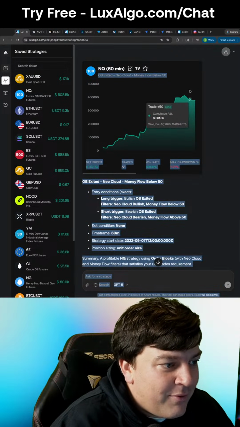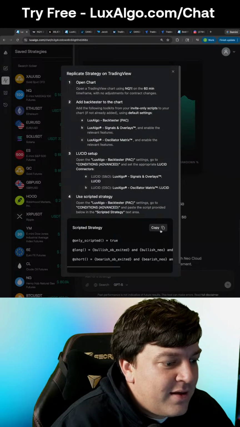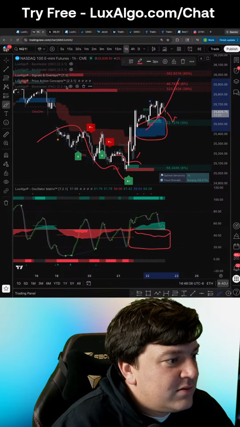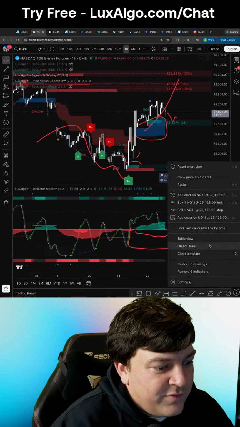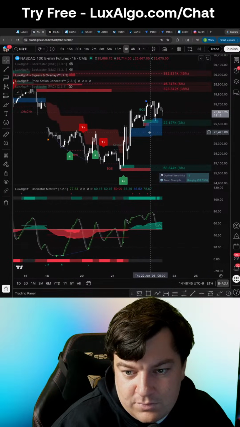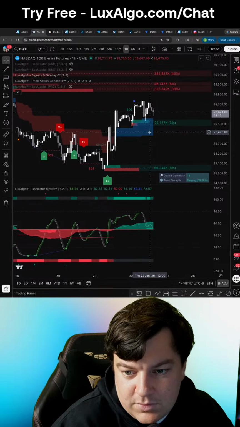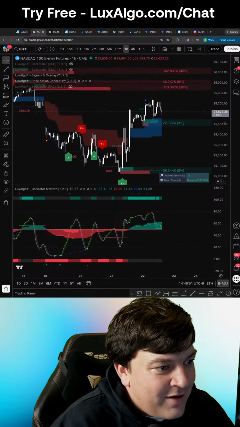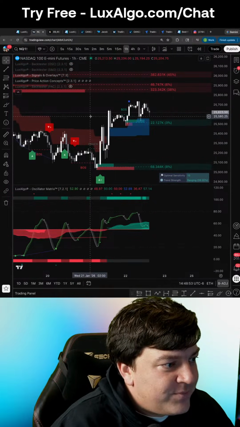Okay, let's pull that one in. Let's see this one. So this one needs all 3. Let's see how this one would perform here. You can test that out at luxalgo.com/chat right now. Just go there.